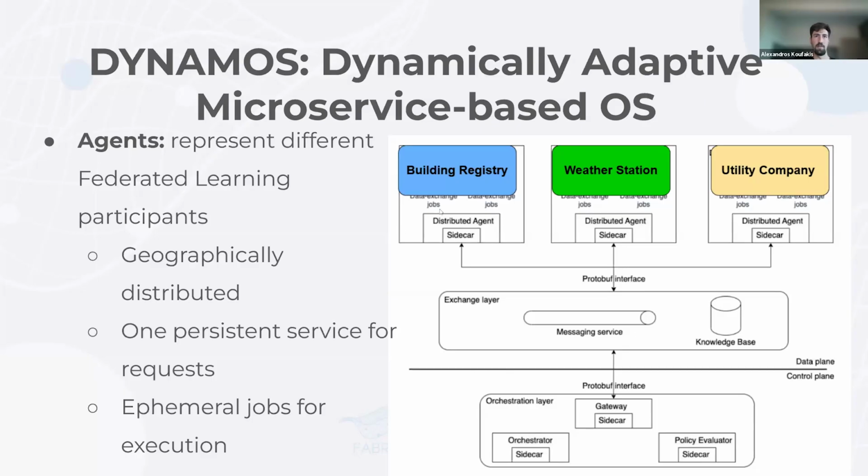And in general, each agent has one persistent service, which is responsible for receiving the requests and handling internally the microservices and the execution that takes place internally within the agent. And this persistent service spins up or starts some ephemeral jobs, where ephemeral means that it starts for a short period of time and then it is terminated.